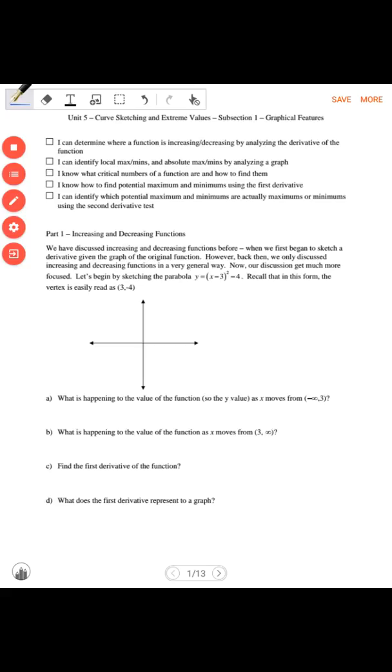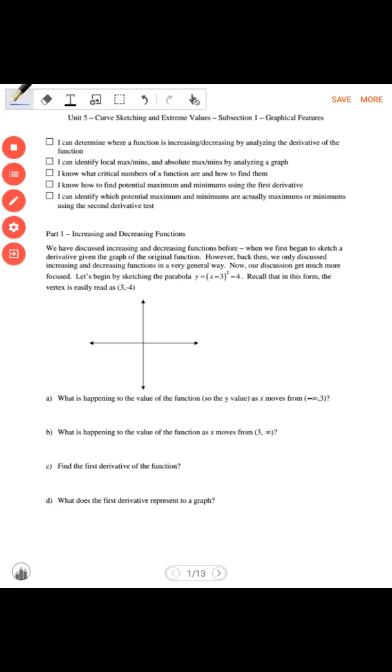So part 1, increasing and decreasing functions. We have already discussed increasing and decreasing functions before. We first talked about that when I made you sketch the derivative given the graph of the original function. Back then, though, we only discussed increasing and decreasing functions in a very, very general way. Now our discussion is going to be a lot more focused and a lot more mathematical.